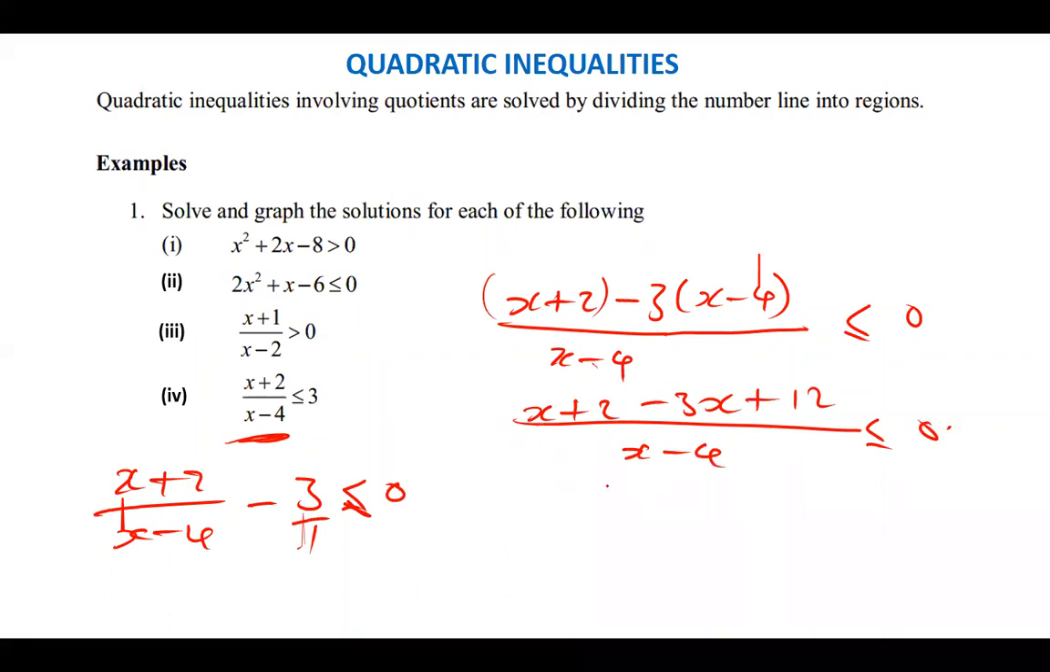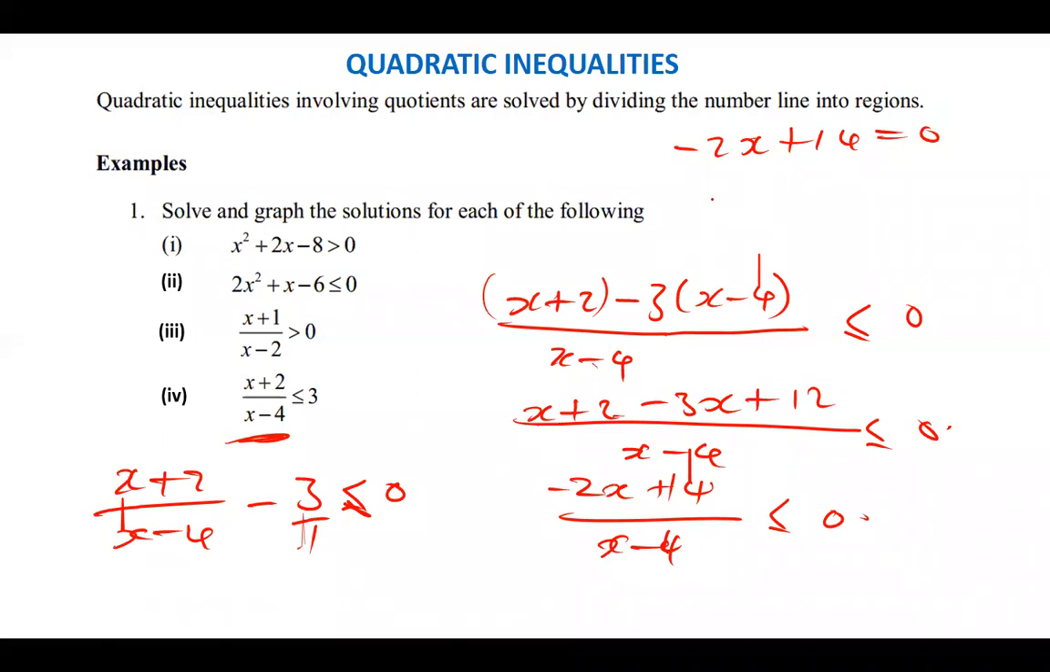So x minus 3x, the answer is -2x. Then 2 plus 12, the answer is 14. Then everything divided by x minus 4. So this is less or equal to 0. So you equate the numerator to 0. You're going to say -2x plus 14 is equal to 0. And the denominator, you also equate it to 0. You're going to have x minus 4 is equal to 0. So when you solve the numerator there, you're going to find the value of x as x is equal to 7. When you solve the denominator, the value of x will simply be equal to 4. So these two numbers are your critical points.